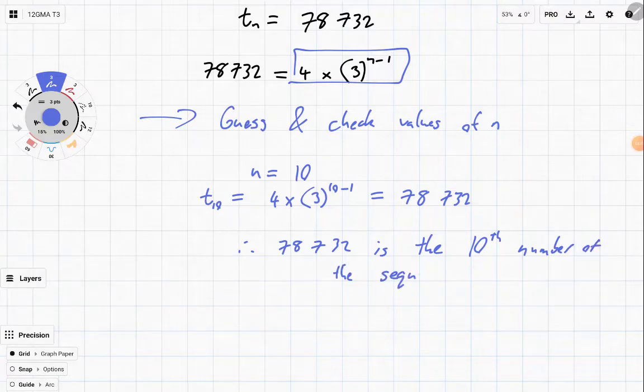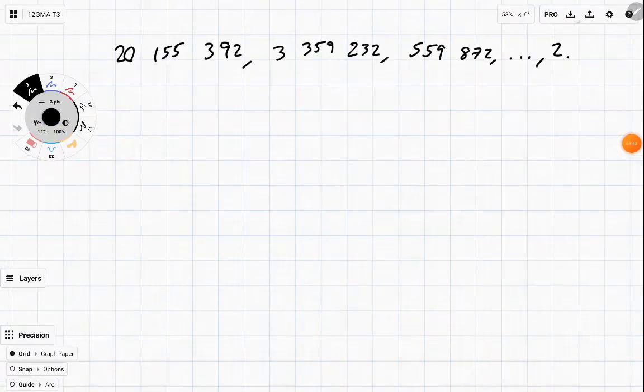Let's look at a second sequence. Alrighty, so let's look at this sequence. 20,155,392, 3,359,232, 559,872, and then at some point 2. 2 is in this sequence somewhere. The question is, what number is it? Is it the 10th term? Is it the 5th term? How are we going to work it out?